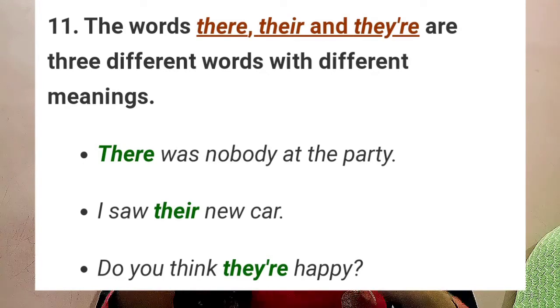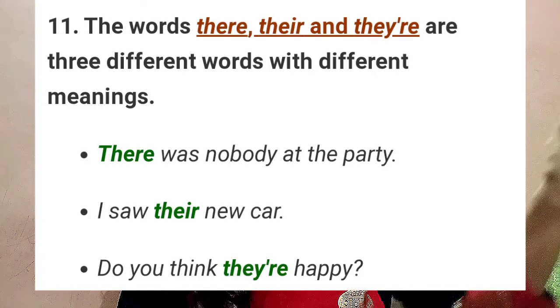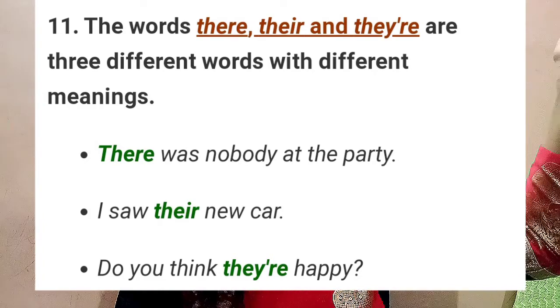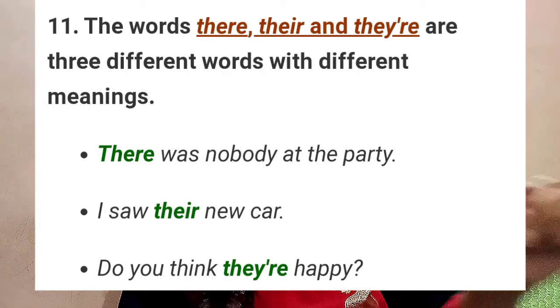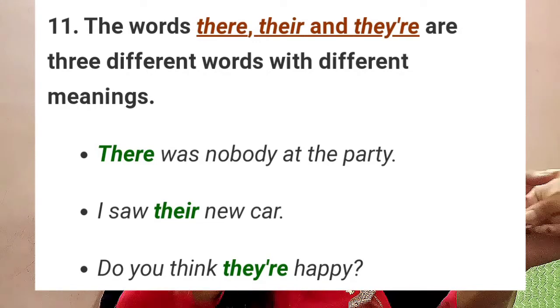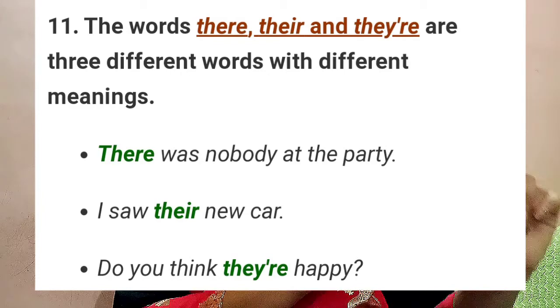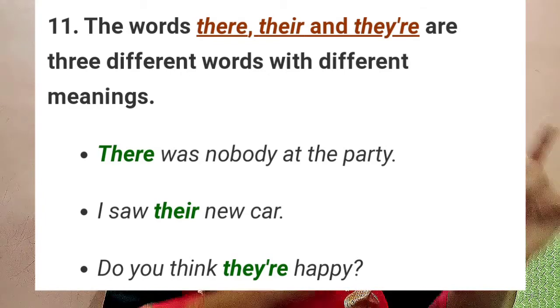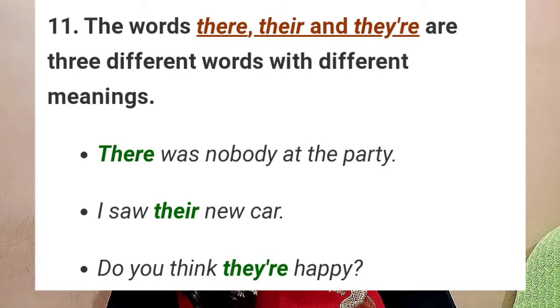Their again shows possessiveness. I saw their new car. Whose new car? Their car. Do you think they're happy? Here they're, apostrophe re, is the contracted version of they are. They are can also be written as they're. So these three words have three different meanings, and please do not confuse these three things, right?